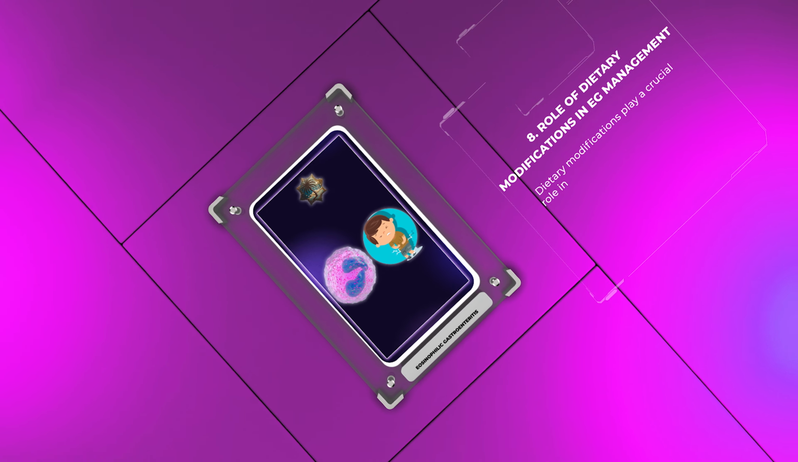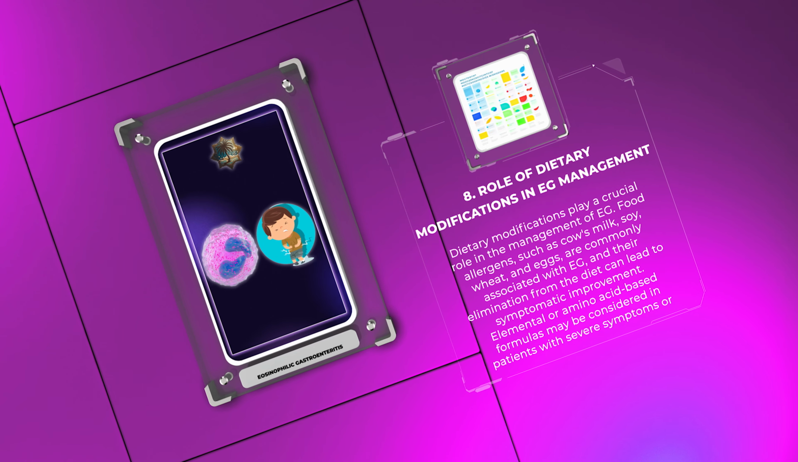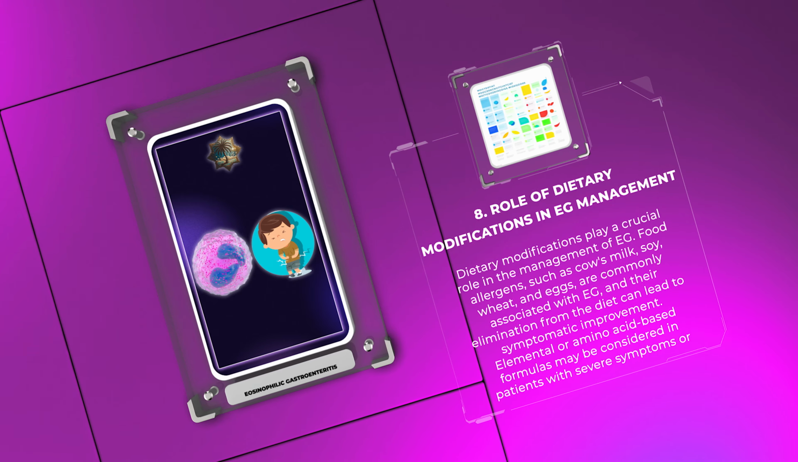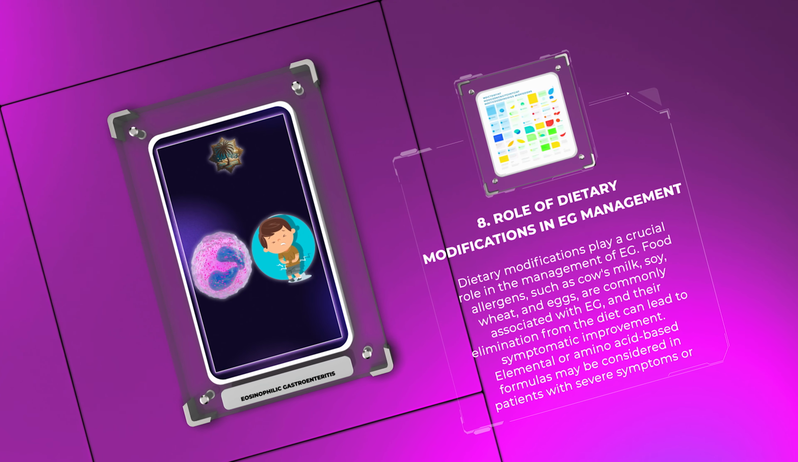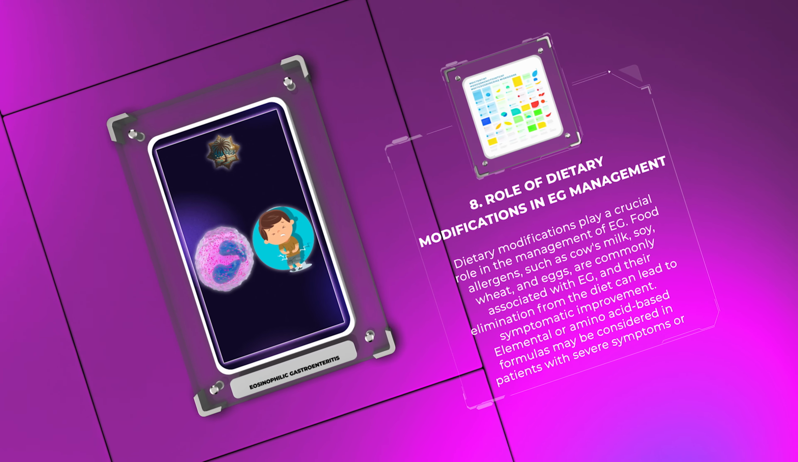Dietary modifications play a crucial role in the management of EG. Food allergens, such as cow's milk, soy, wheat, and eggs, are commonly associated with EG, and their elimination from the diet can lead to symptomatic improvement. Elemental or amino acid-based formulas may be considered in patients with severe symptoms or multiple food allergies.